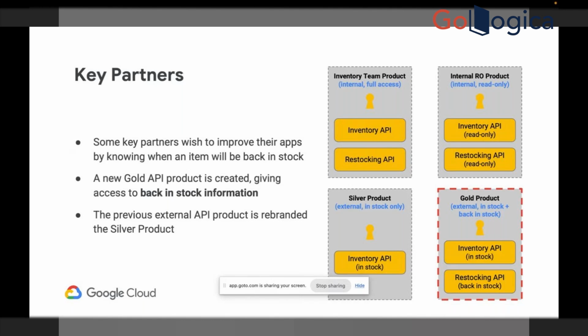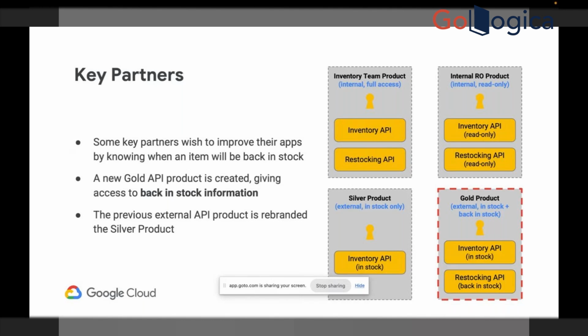So for partners, in order to enhance their experience, you can provide one more API. That API will tell them what the restocking status is, when the item is coming back in the stock. So for partners, you can create a product. In the product you can have these two APIs, and you can name it a gold product, because if you are a partner, you are a gold product. And for third party developers, you can name it a silver product, just from a naming point of view.